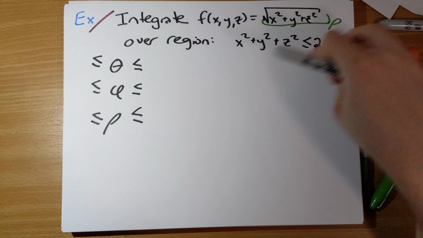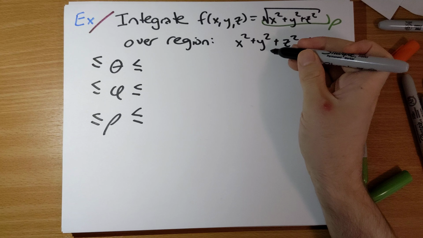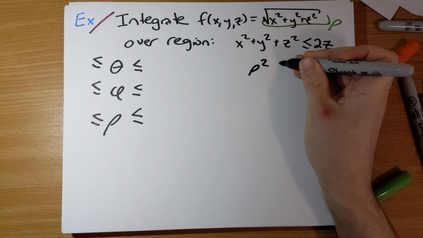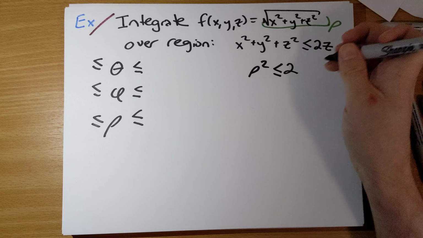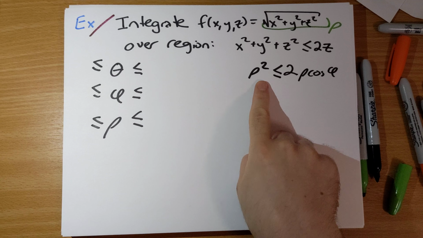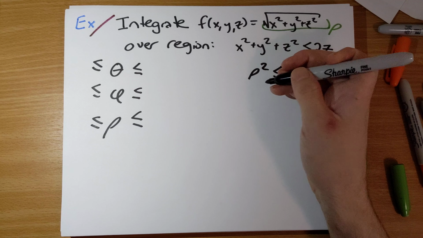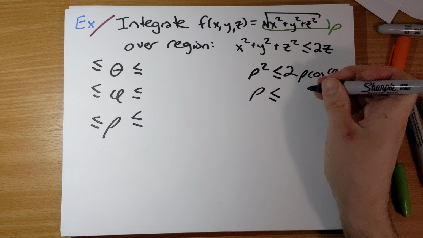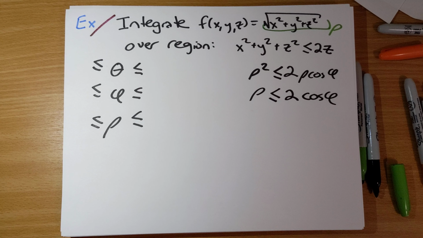Let me point out, there's a lot going on here. The first thing that we will probably do is say rho squared is less than or equal to 2 times z. Remember, z from our chart is rho cosine phi. If we divide by rho, which won't be negative, we can divide both sides by rho. This will give us rho is less than or equal to 2 cosine phi. So we have a nice upper bound here on rho.